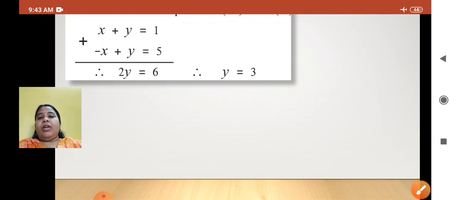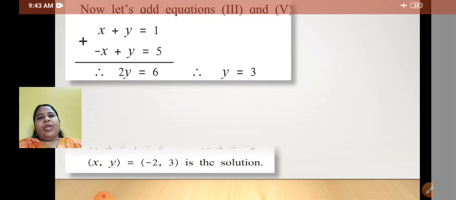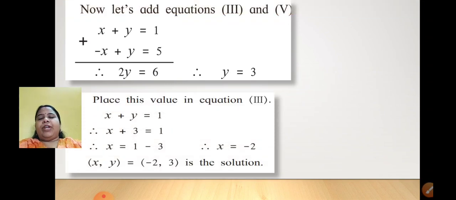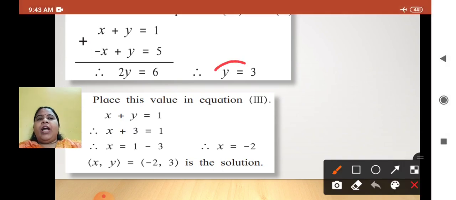I hope now all the steps of this particular sum are clear to you. We have got the value of y first, and now substituting this we will get the value of x. Always when we solve equations, we get one of the variables, and by substitution we get the other variable. Okay, so we have got y equal to 3. Now it depends totally upon you where you want to substitute, either in 3 or in 4. I have substituted y equal to 3 in equation number 3.